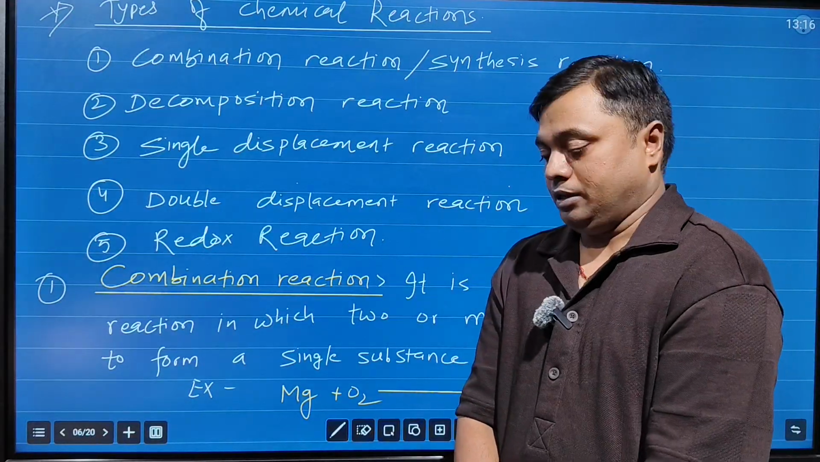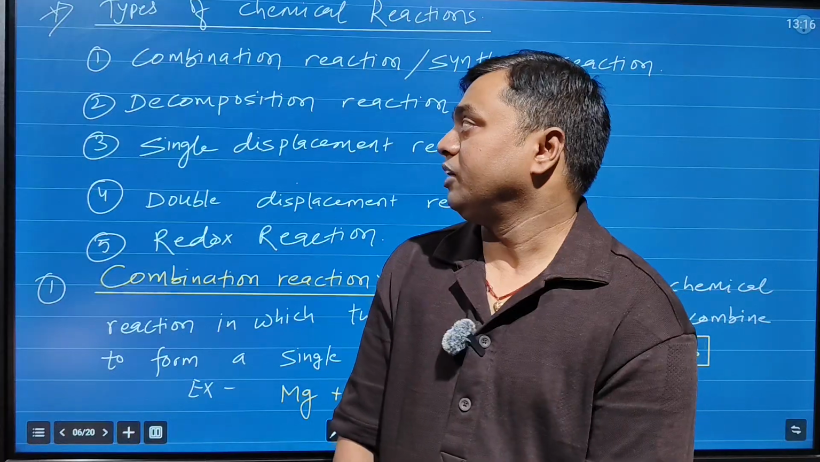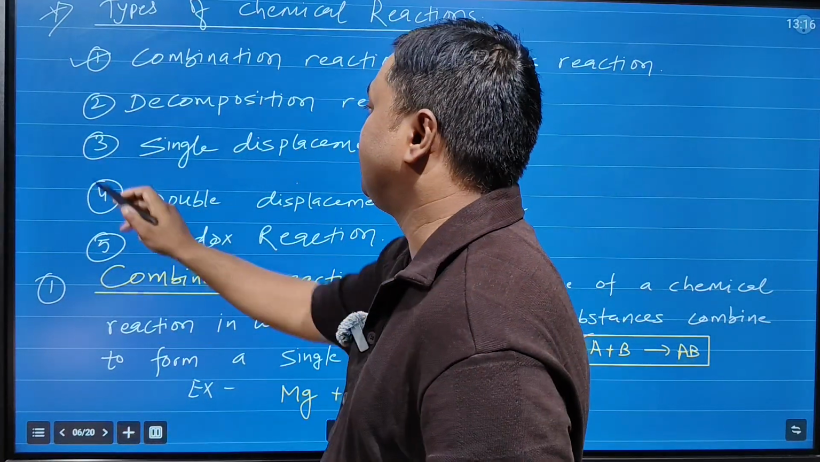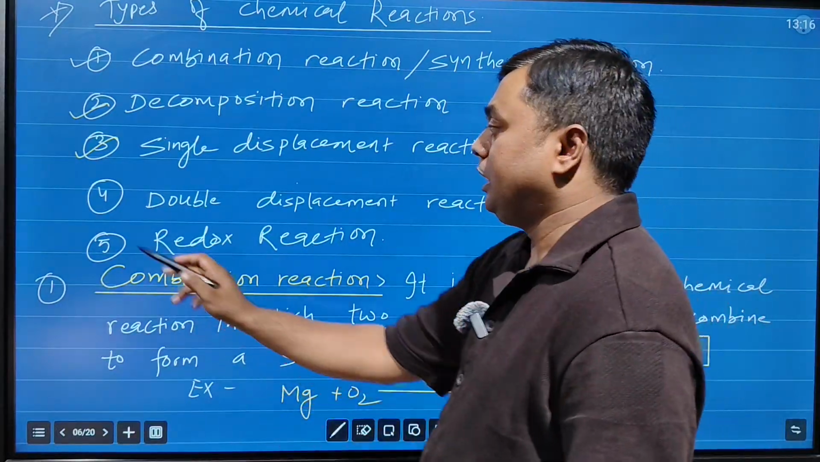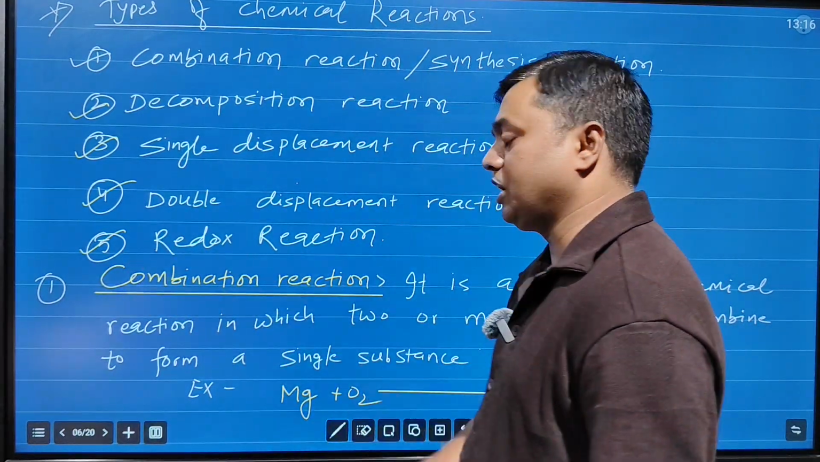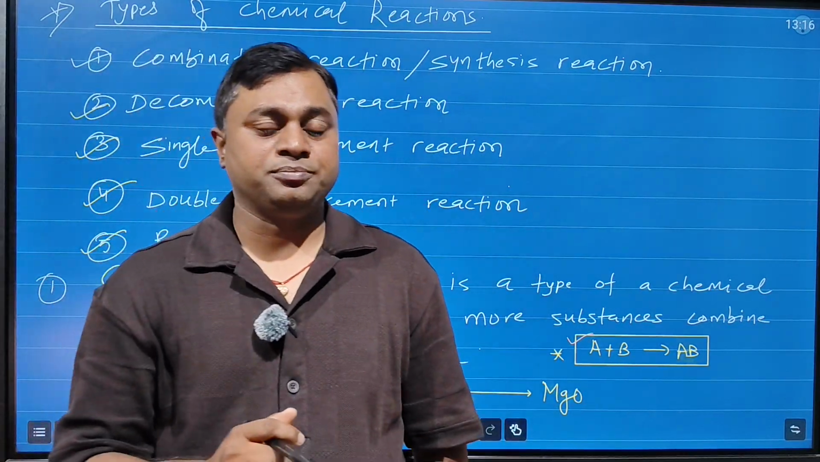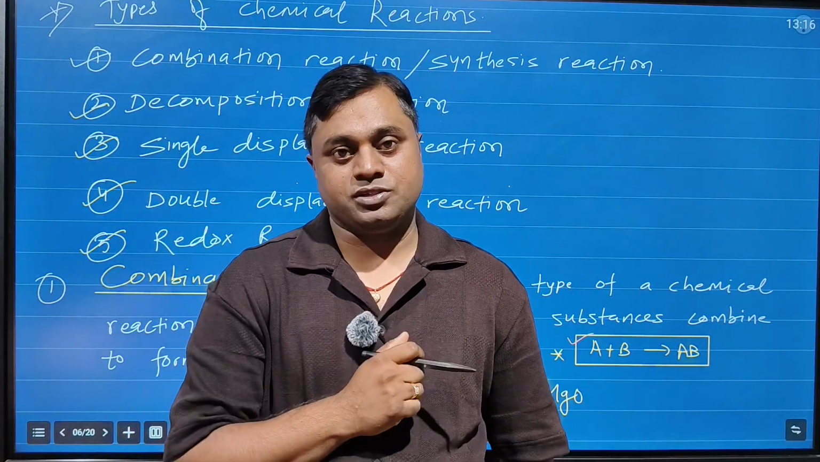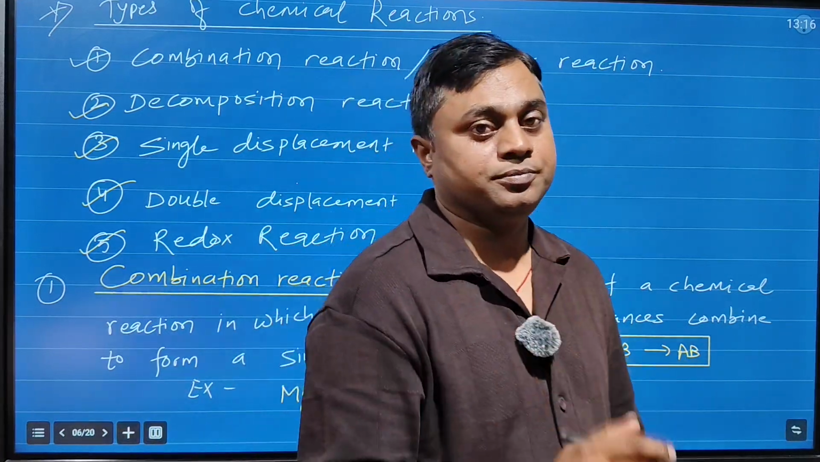Next, in our syllabus we have basically 5 types of chemical reactions. First is combination reaction. Next, decomposition reaction. Third, single displacement reaction. Fourth, double displacement reaction. And fifth, redox reaction. We are going to discuss each type of reaction in detail, with examples, some differences, and some important questions.